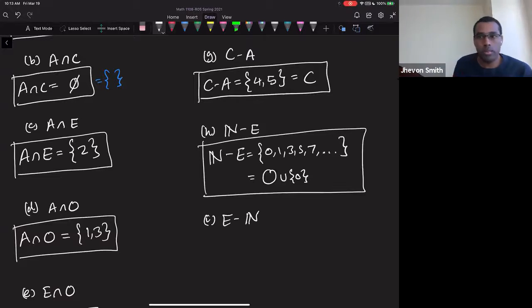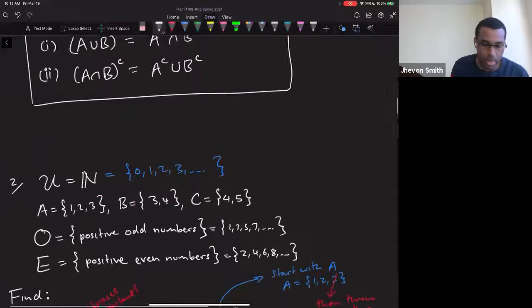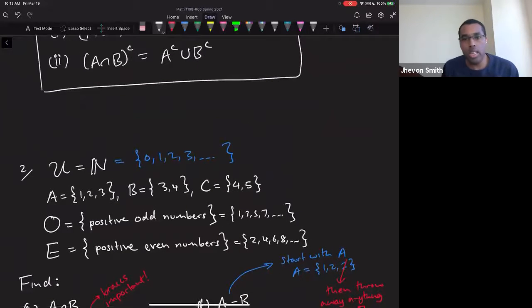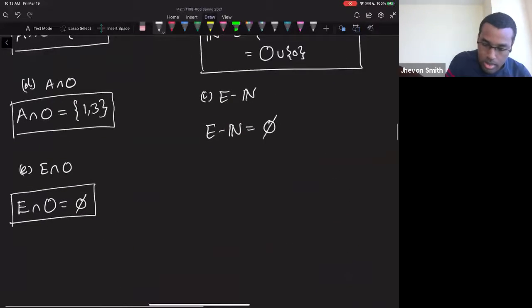That would be the answer. If I were to take E minus N, what is that going to be? E is the set of all even integers, 2, 4, 6, 8, and so on. E minus N means I start with E, and then I throw away everything that is also in N. But 2, 4, 6, 8, all of that is also in N. So if I start with E and throw away everything that's also in N, I'm literally throwing away everything. So that's the empty set.